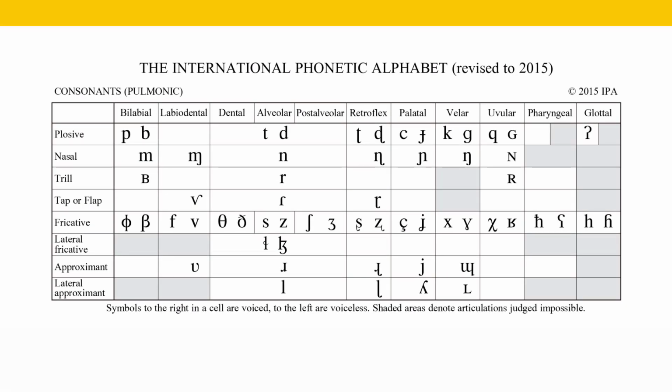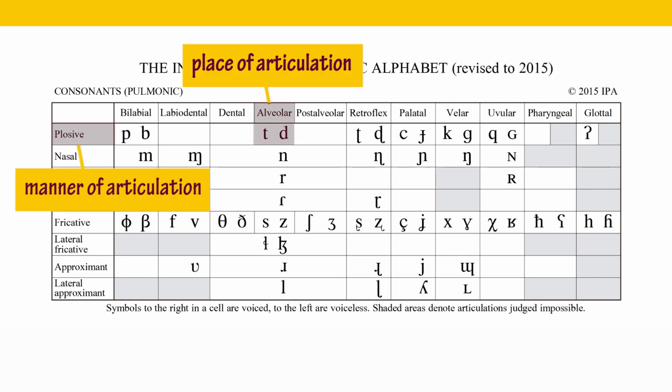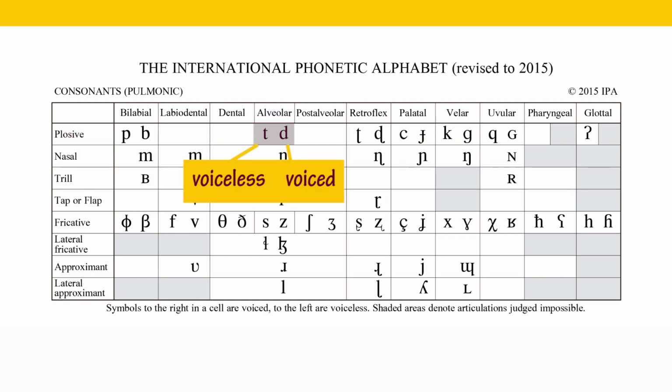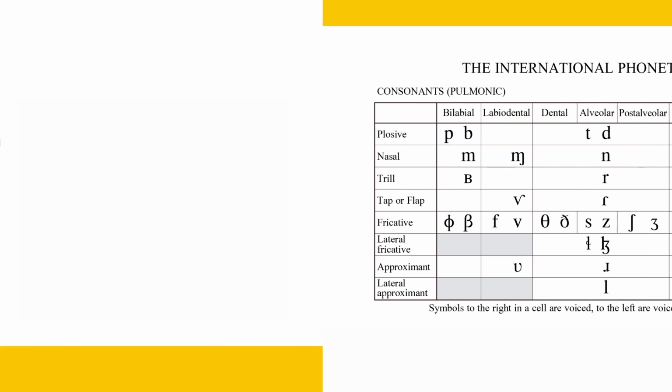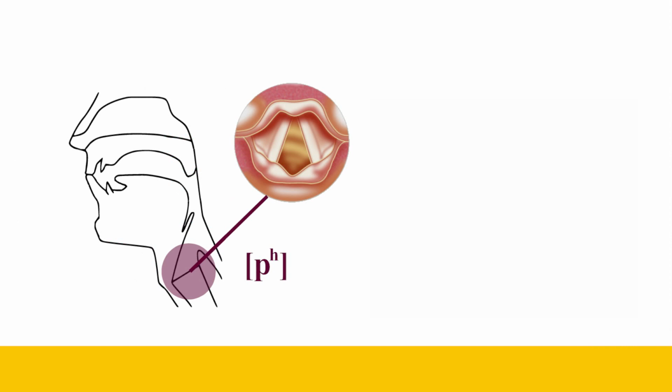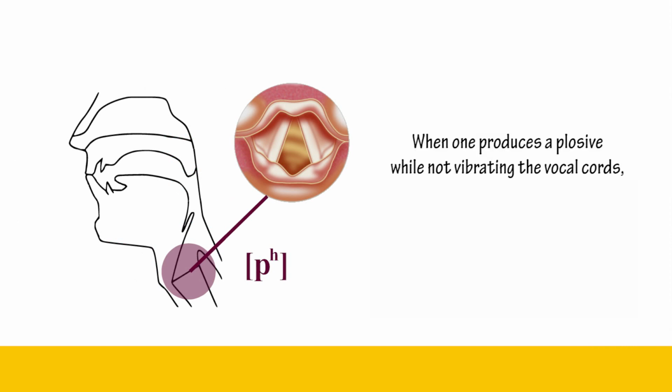So here in the IPA chart, we looked at the tables and said, oh, this is pa, this is ba, this is ta, da. Their difference is they have the same place and manner of articulation, but they differ in voicing. But now we're going to go deeper into this. How do we understand the difference between pa and ba, for example? When one produces a plosive, it is possible not to vibrate the vocal folds. For example, in the case of pa, because it's voiceless, you don't vibrate the vocal folds.